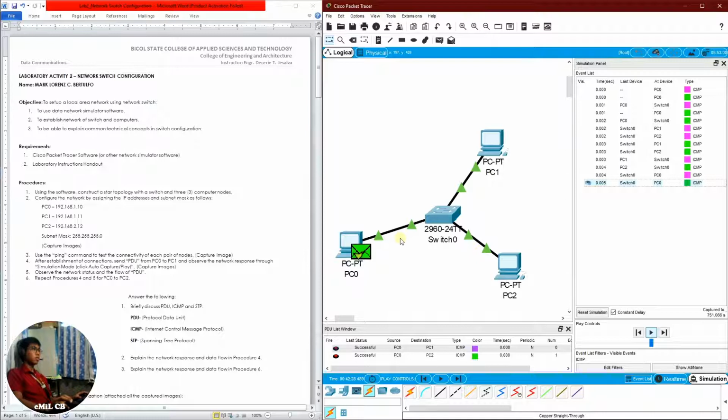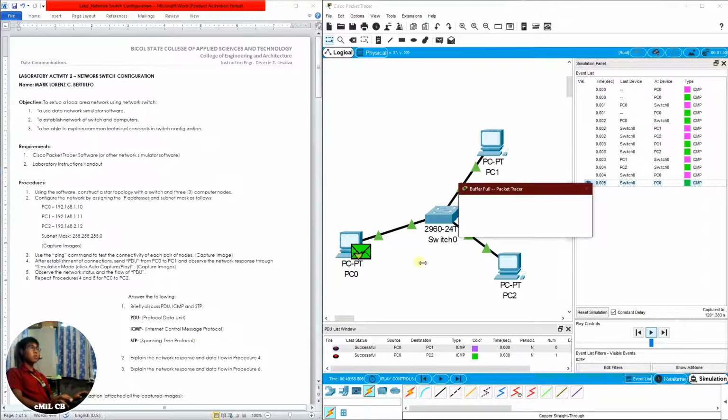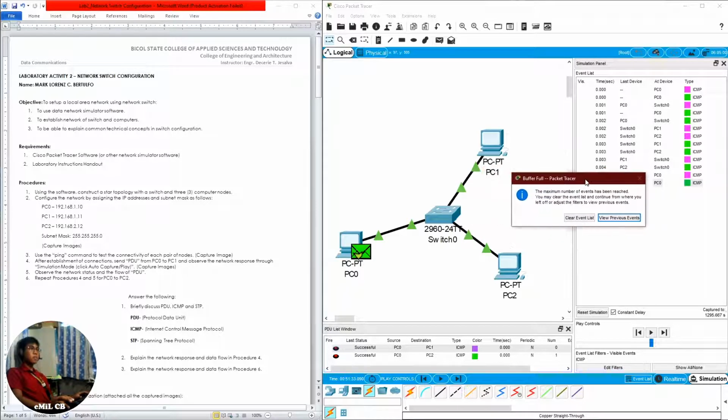I think that's good. The next part will be the questions. I will place them in the document, which briefly discusses the PDU, ICMP, and STP. By the way, STP is the Spanning Tree Protocol. We haven't covered it in this activity. I think in the next activities we are going to use the STP.